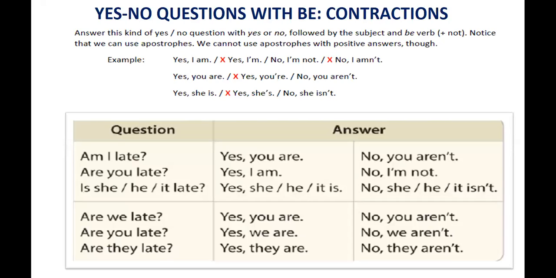Y solamente en la negativa podemos contractar el subject pronoun I con el verb be y decir no, I'm not. Esa es la única manera de poderlo hacer. That's the only way we can do it. Yes, you are. Podemos decir también no, you aren't. Aquí sí podemos contractar, pero de la otra manera no es recomendable, ¿verdad?